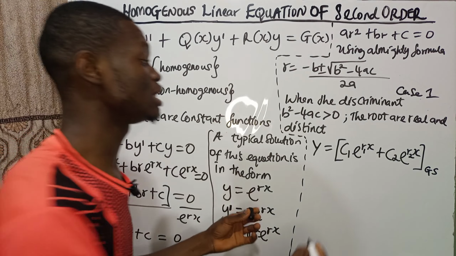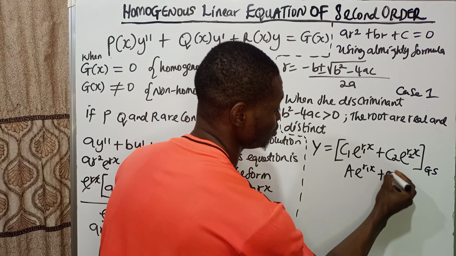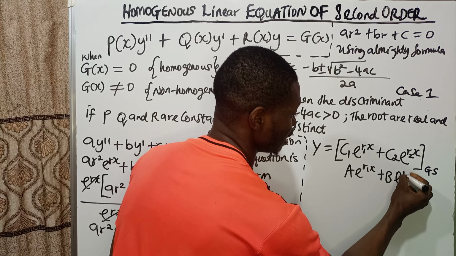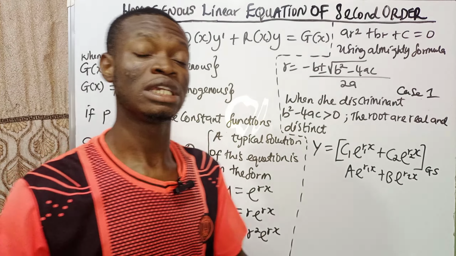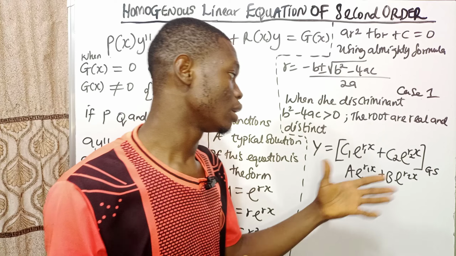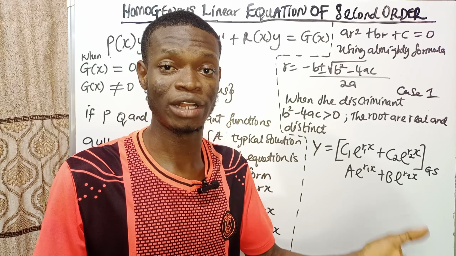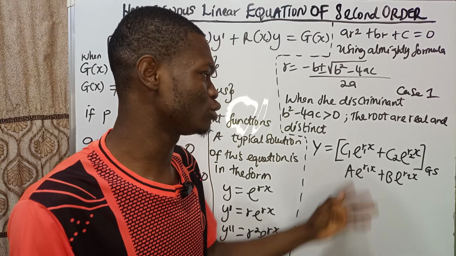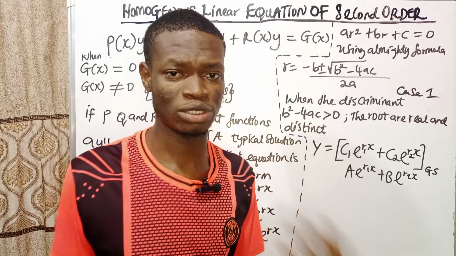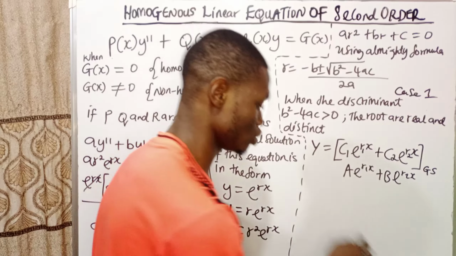Some people will say a exponential r1x plus b exponential r2x. They are still the same thing. This c1 and this c2 are important for finding initial value problems and boundary value problems. Sometimes they will ask you to find your c1 and your c2. So this a simply represents all these things.